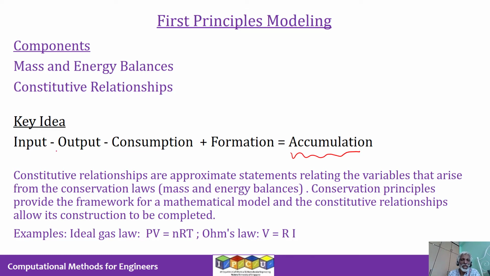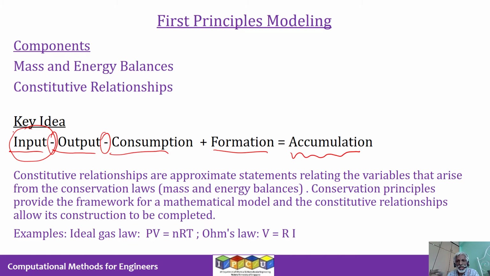So there are two terms there with a negative sign. Both mean that the property that we are tracking in the mathematical model either goes out of the system or it is consumed into something else. There are two terms with a positive sign. Basically, the input brings that property into the system, and in the system, the property may be further generated because of formation.